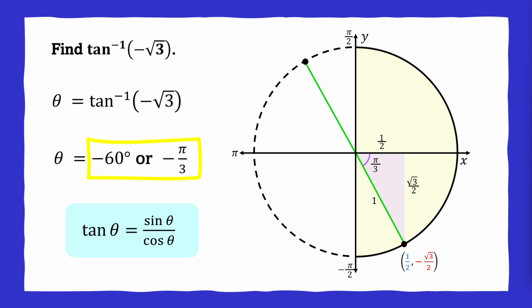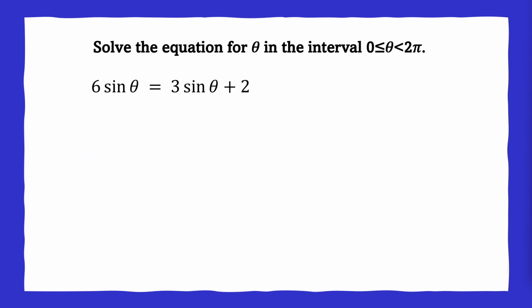Let's solve the equation for theta in the interval from 0 to 2 pi. 6 times sine theta equals 3 times sine theta plus 2. Our first step is to isolate the sine term. Subtract 3 sine theta from both sides, which simplifies to 3 sine theta equals 2. Next, divide both sides by 3, so sine theta equals 2/3.